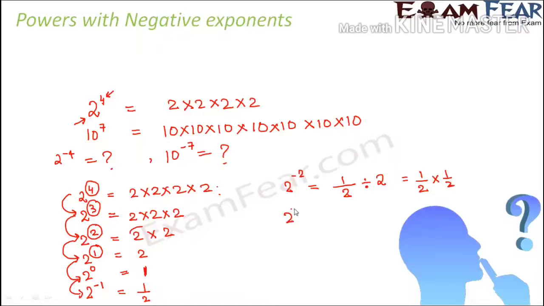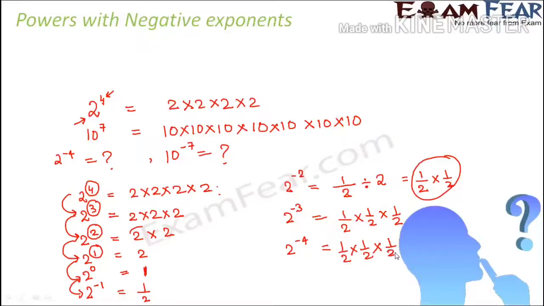Right? Similarly, what would be 2 to the power minus 3? Again, this entire thing will get divided by 2. So this will become 1 by 2 into 1 by 2 into 1 by 2. Similarly, 2 to the power minus 4 would be 1 by 2 into 1 by 2 into 1 by 2 into 1 by 2. Now again, if you look at it more closely, you would see this is 1 by 2 to the power 2. Similarly, this is 1 by 2 to the power 3, because in the denominator you are multiplying 2 three times. Here it would be 1 by 2 to the power 4 and so on.